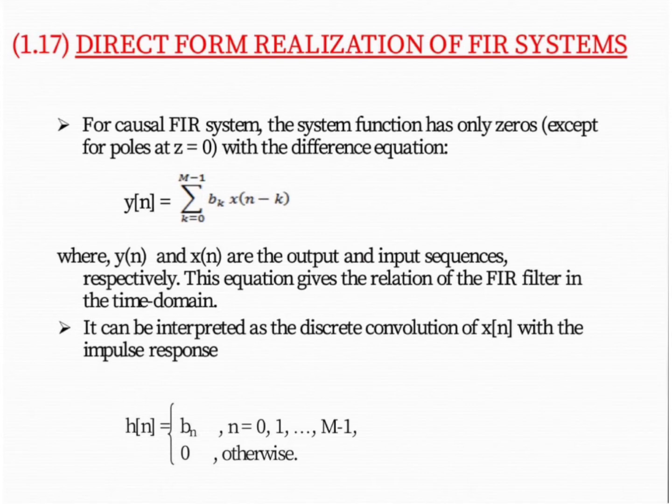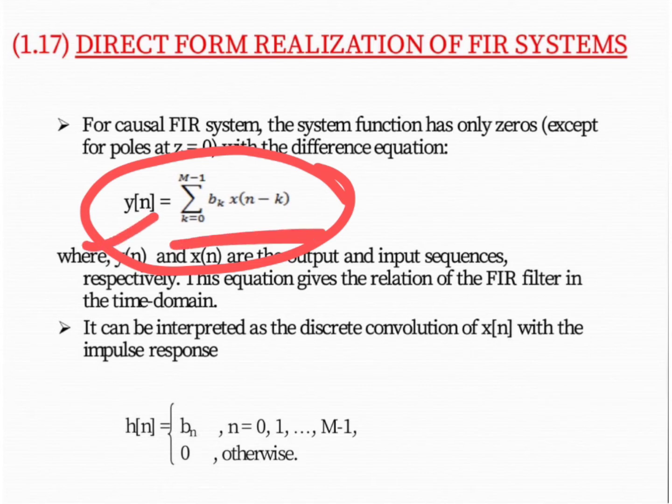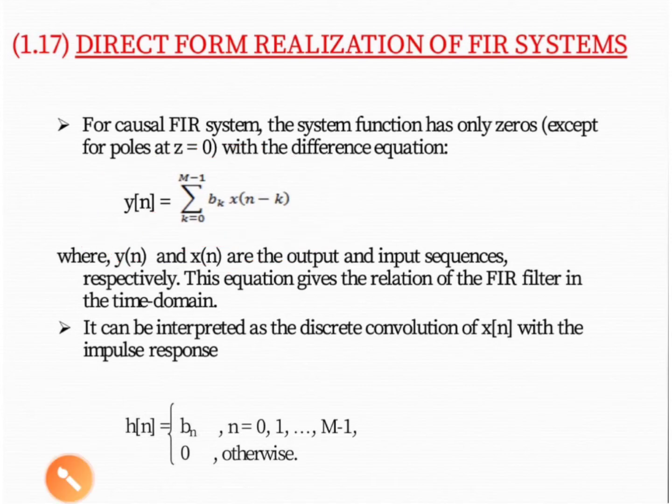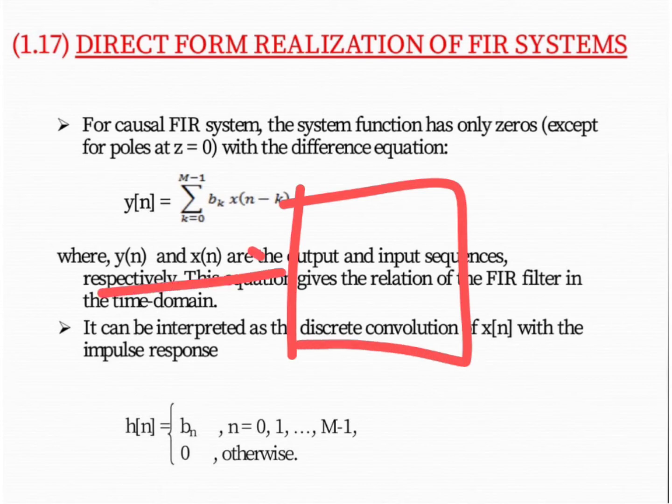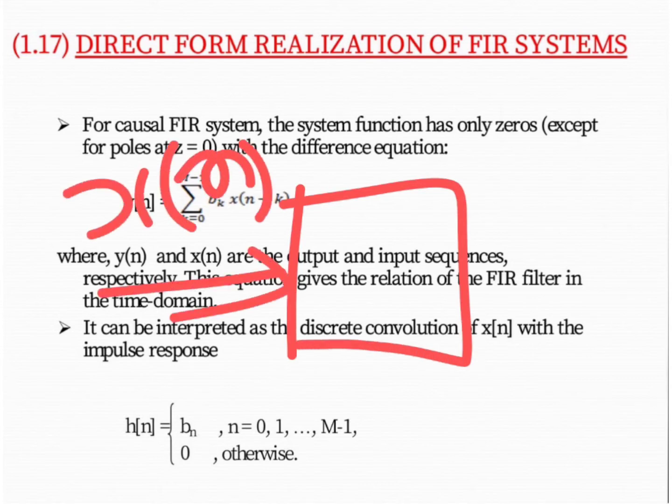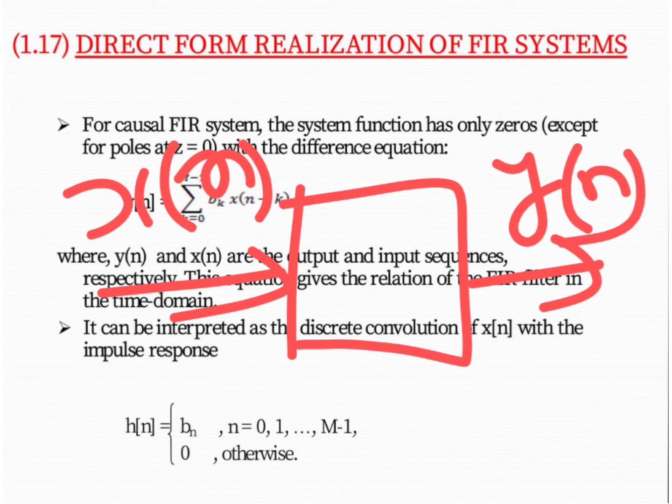So here we consider one equation. As you can see, this is a difference equation: y of n equals summation k equals 0 to M minus 1, b k x of n minus k. This is the difference equation for an FIR system. As you know, this is an open loop system, so its output consists of only numerator terms. This is somewhat similar to discrete convolution. As we know, for any system, if we provide an input and there is an output, the system is generally represented by its impulse response h of n.